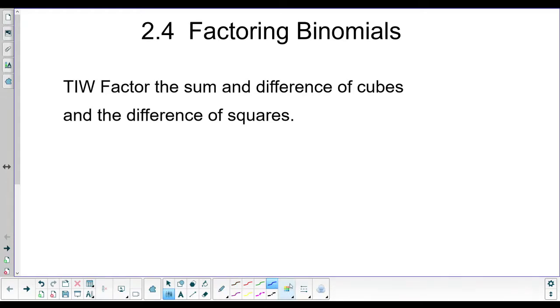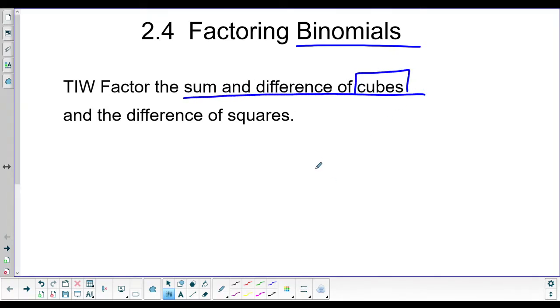Binomials are kind of a different beast. They're kind of like simple factoring, actually. You kind of just look at them until you know the answer, and then you write it down, right? So we're going to look at two specific types of binomials today. We're going to look at sum and difference of cubes.